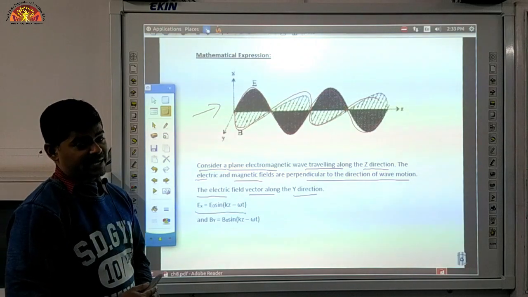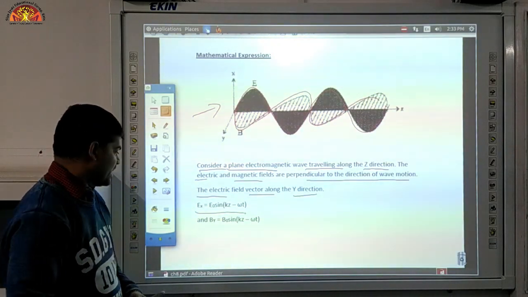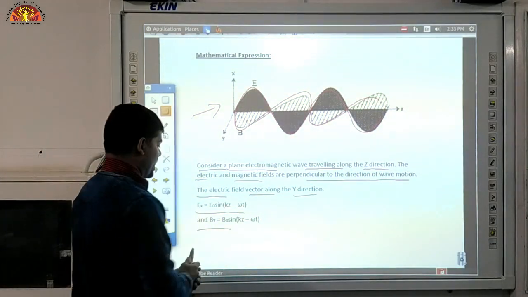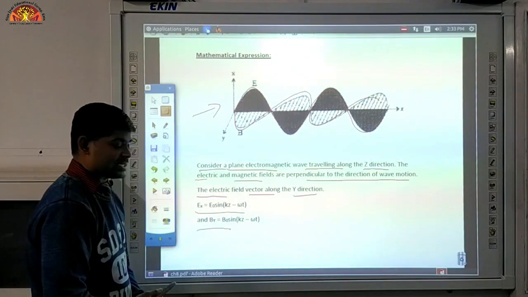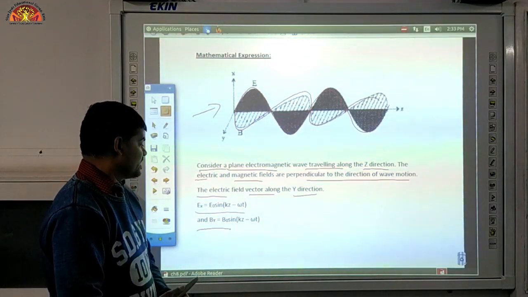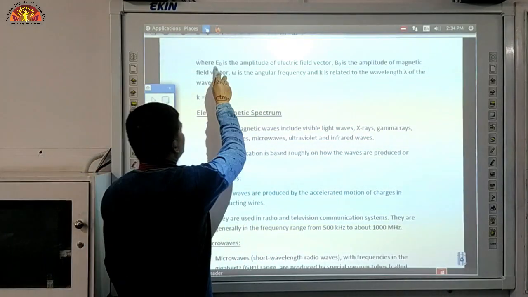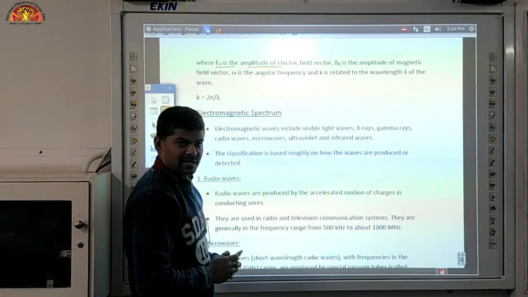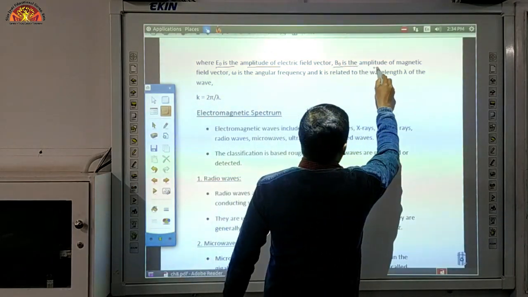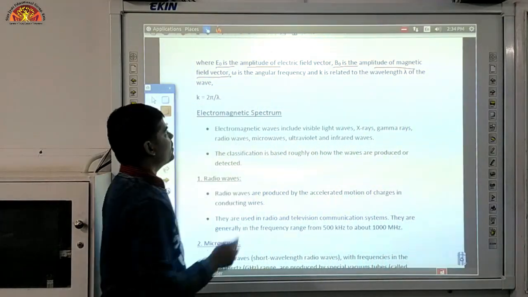The electric field vector along the y direction will be Ey equals E naught sin(kz minus omega t), and Bx, that is the magnetic field, equals B naught sin(kz minus omega t). Now here E naught is the amplitude of the electric field vector, and B naught is the amplitude of the magnetic field vector.